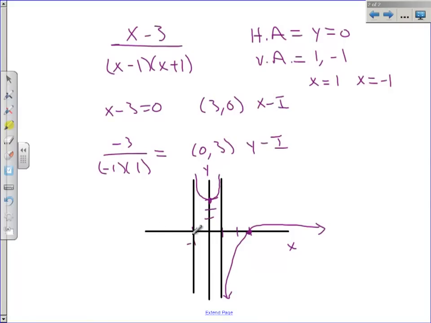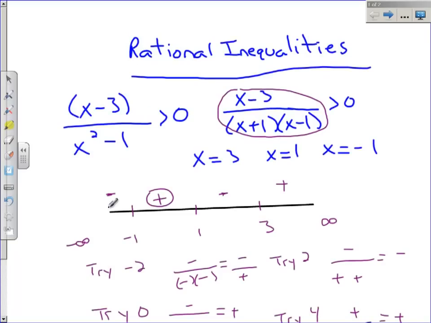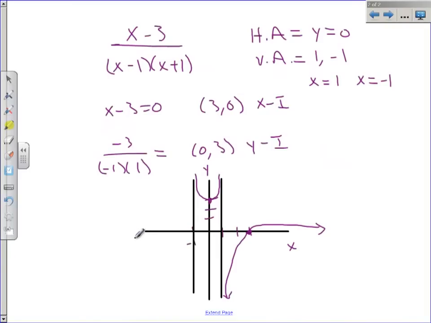And then what about to the left of -1? Is it above or below? Well, we can go back to our little sign chart and see that it's underneath the x-axis, so it must do something like this. So the little inequality really helps us with our graphing as well.